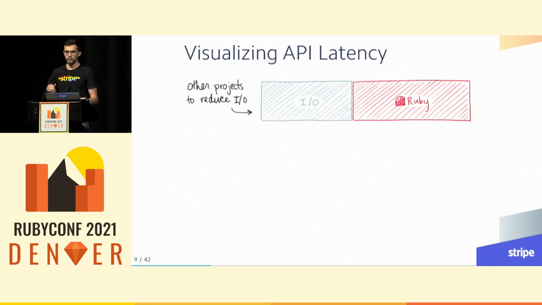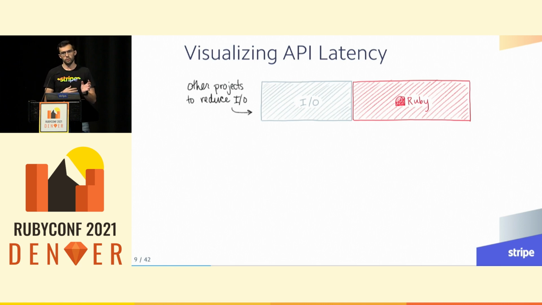So when we zoom in on where the API spends its time, we see that it breaks down into two components. There's the I/O component, where it's time spent waiting for the database to come back, or time spent waiting for some partner API to come back, like waiting for a bank to respond to you. But then there's a substantial portion of the request that is just blocked on Ruby code.